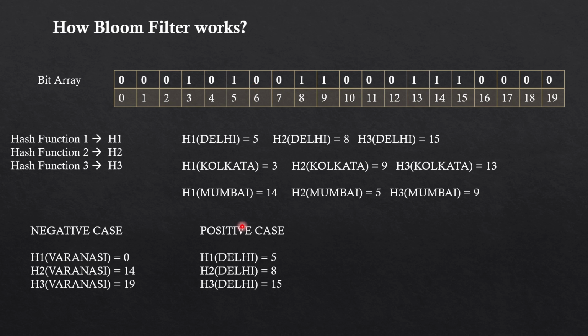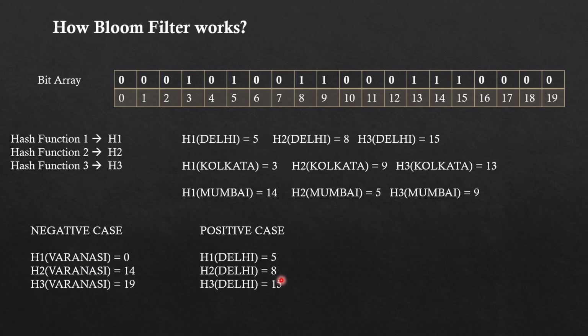Now let's take a positive case. If I want to search whether Delhi is present in this list or not, we again pass it through hash functions 1, 2 and 3 and we get the same result: 5, 8 and 15. We checked that 5 is present, 8 is present and 15 is present. So when we AND all the results, all are true. So it means that Delhi is present in the list.